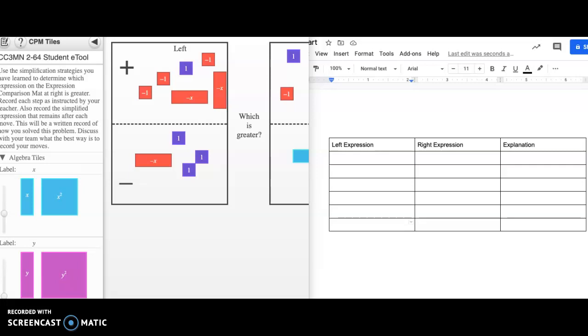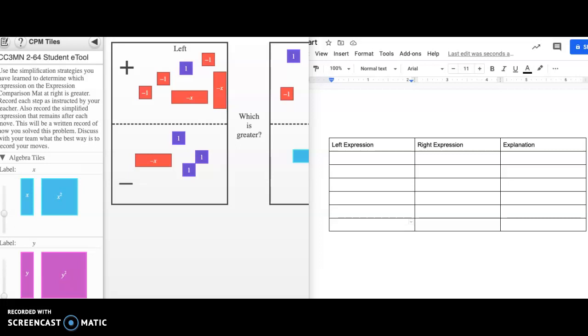This is lesson 217, problem 264. In this problem, we're going to continue to use our simplification strategies that we've been practicing. And in addition to that, we're also going to begin to write down what we are doing algebraically.